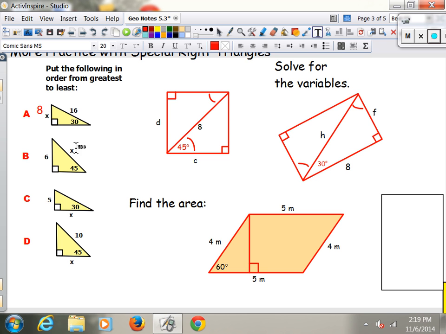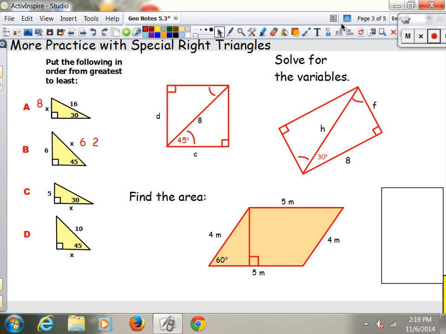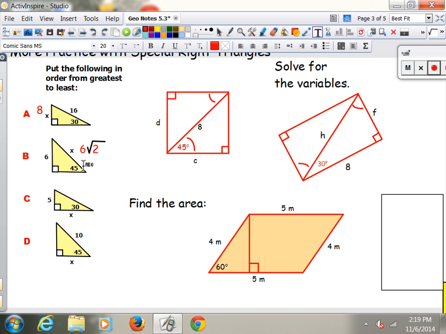Now what would this X have to be? 6 times radical 2. Because you take your leg and you times it by radical 2 according to our formula. It's leg times radical 2. That's a 45, 45, 90, so you have to use the radical 2, not the radical 3. If you made that a decimal, which you should have done, you would get 8.5.